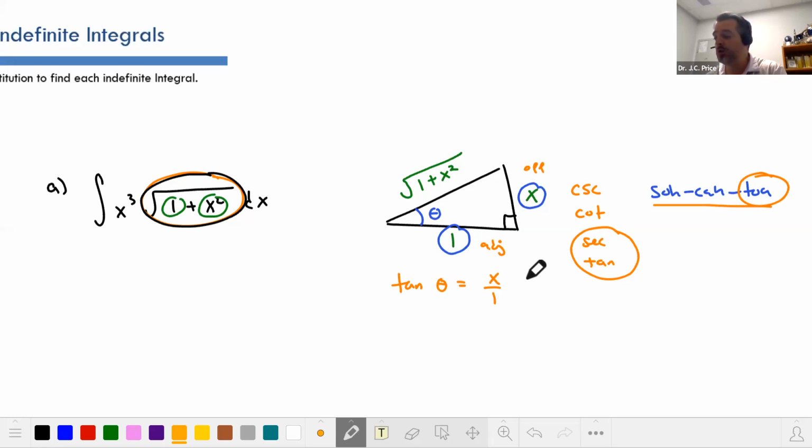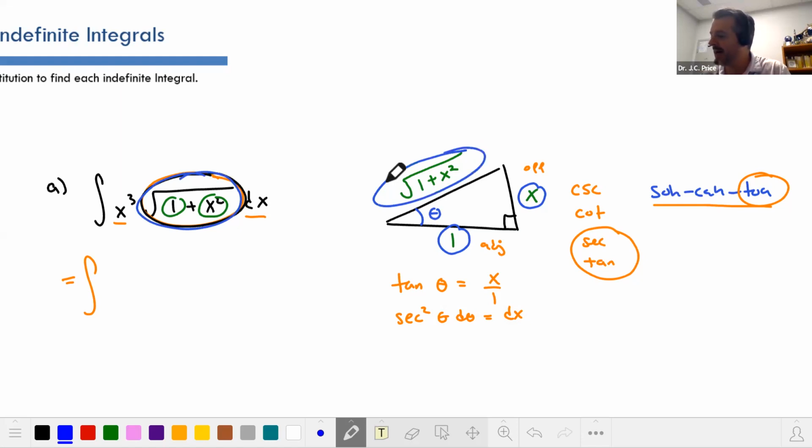Now I know what x is in terms of theta, but now I can take the derivative of both sides. So I'll take the derivative of tan of theta, and that's secant squared theta d theta, and the derivative of x is just dx. It's really 1 times dx, but we just write the 1. And now I can start making my substitution over here because I know what x is, and I know what dx is. Oh, the only thing I'm missing is this guy right here, and that's right here on my hypotenuse.